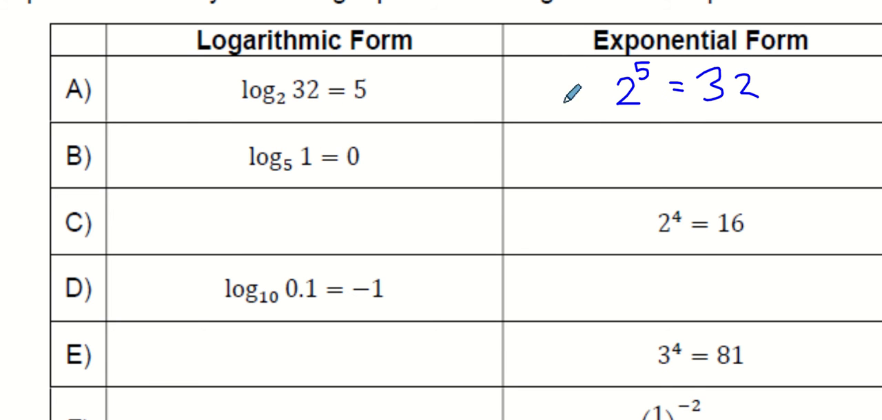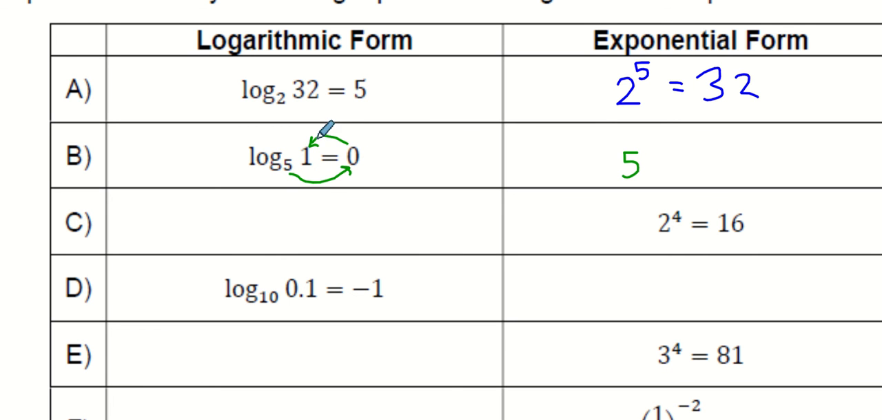Now notice, I did not write log here. When you go from a logarithmic form to an exponential form, your new expression does not have a log. A lot of people want to write the log here, and you don't do that. So if I want to go from this to exponential form, again, my base is 5, so that doesn't change. So you would say 5 to the 0 power equals 1.